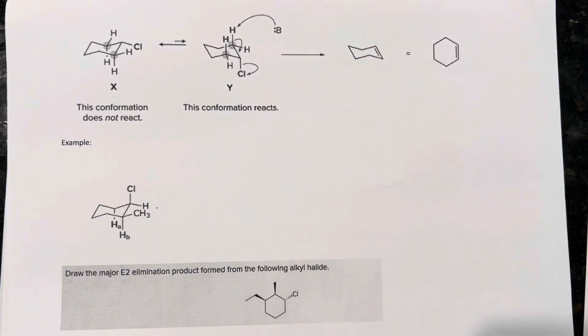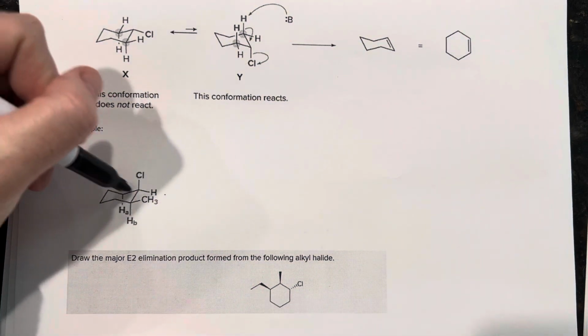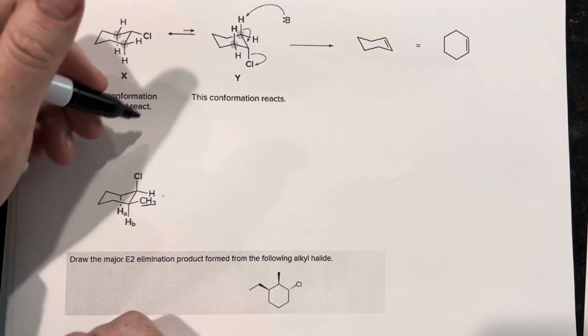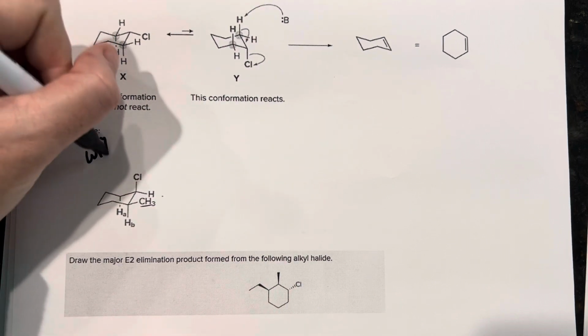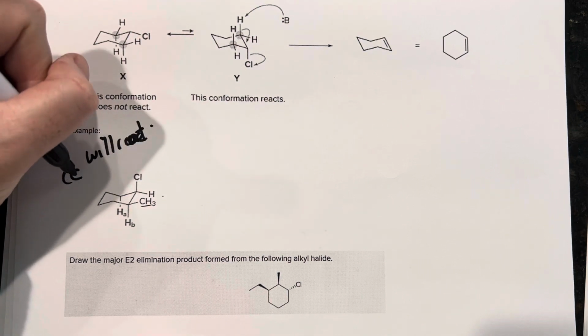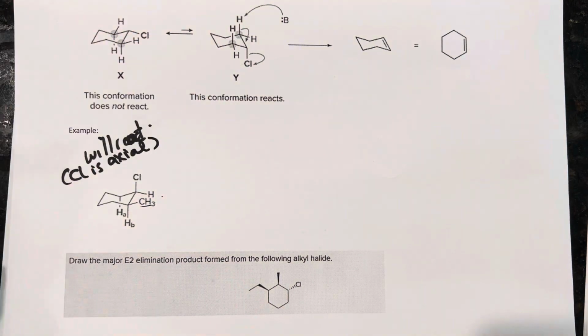Let's do an example. So let's say you have this thing. So it's equatorial, the heavy things axial, and this one's equatorial, but the heavy thing's axial. So this is good. So this will react. It will react because the chlorine is axial. It's a high energy conformation.